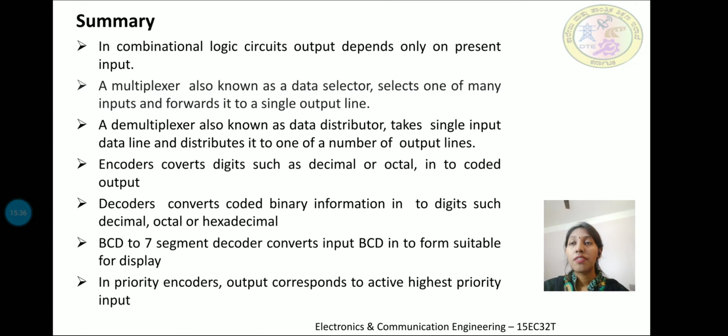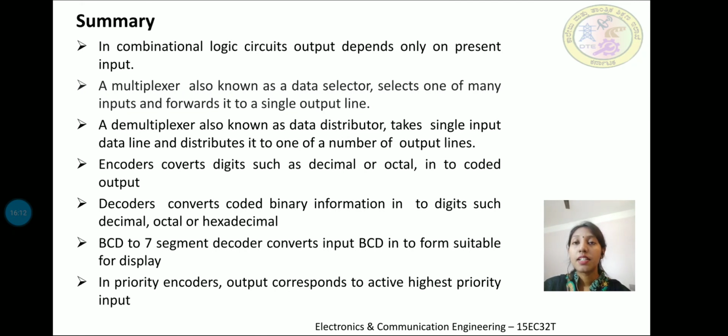In unit 1 we have studied what a combinational logic circuit is, multiplexer, demultiplexer, encoders, decoders, 7 segment displays and the priority encoders. A combinational logic circuit is one in which the output depends only upon the present input and is independent of the past input. So these are memoryless digital circuits. A multiplexer, also known as the data selector, has many inputs and one output. It selects one of the many inputs and forwards it to the output line.